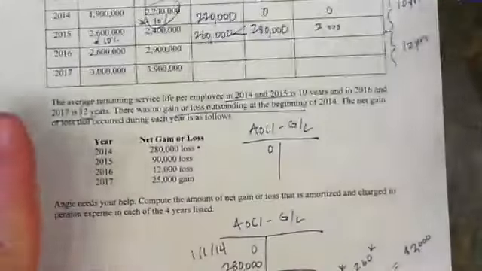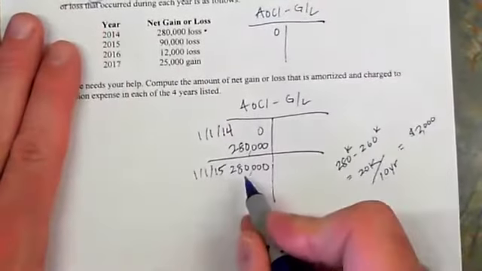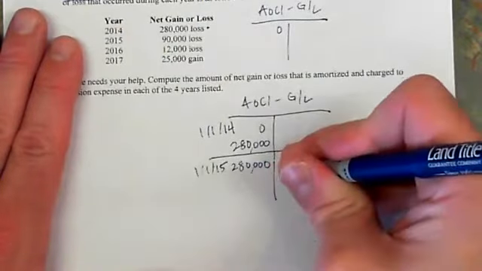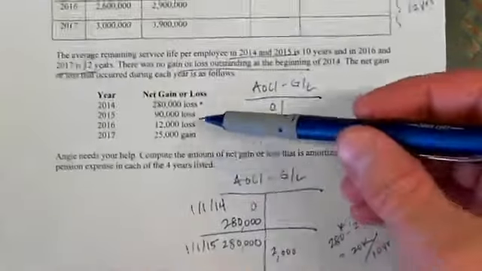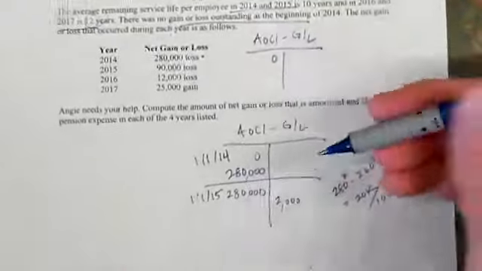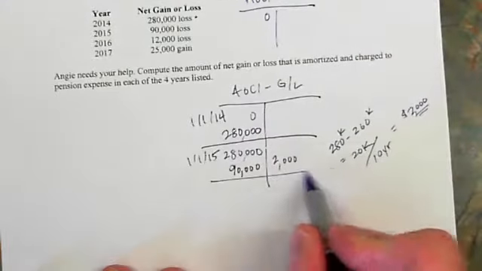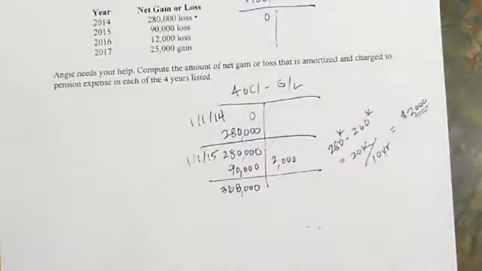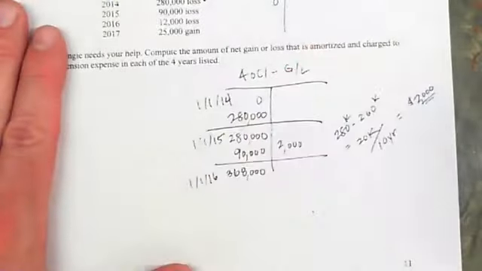Now when I'm going to the balance of my AOCI for that year, remember, I had a 280 beginning balance. I reduced it by amortizing some of it. The 2,000 would be a credit since I'm amortizing a debit balance. But I also had a loss in that year. So that's going to also increase my debit balance. So now I have a $368,000 debit balance in my AOCI account. That's at the beginning of 2016.